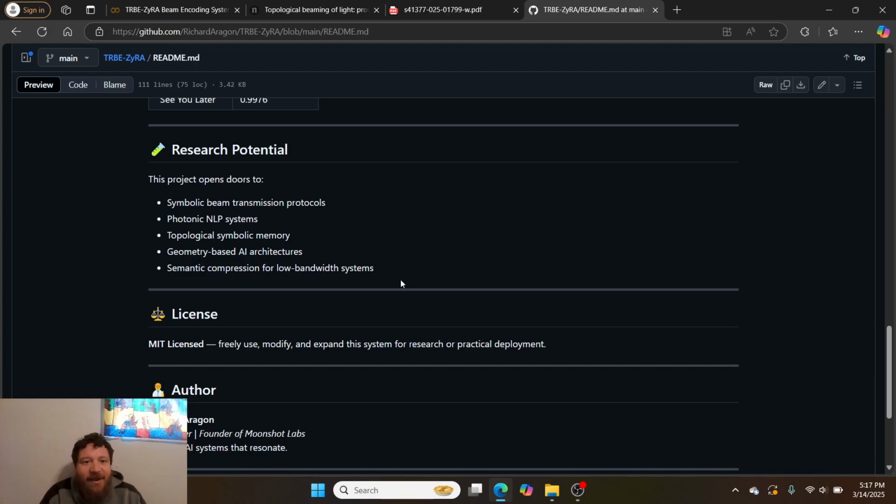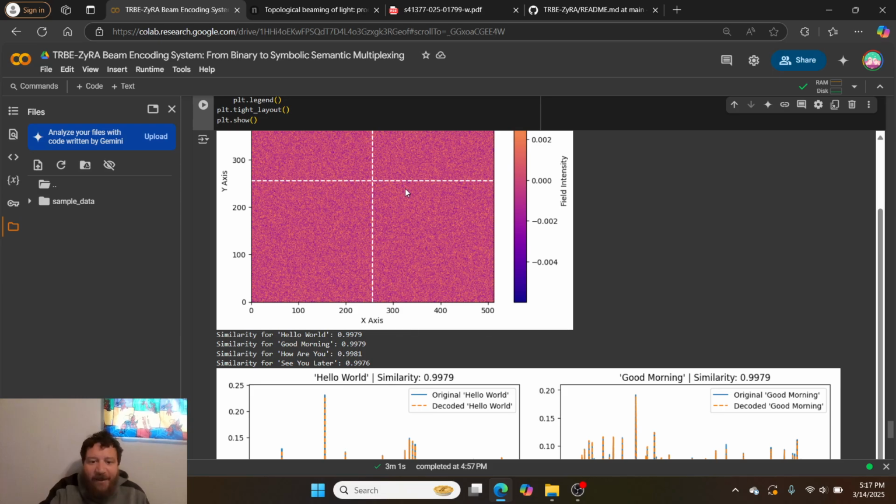I'm hoping that someone makes this and turns it into a light-based NLP model or a light-based AI model. If you do, please reach out to me. And then topological symbolic memory, geometry-based AI architectures, and semantic compression for low bandwidth systems. Lots of potential here. Literally writing to light. You can compress stuff writing to light, but there's so much more that you can do within this.